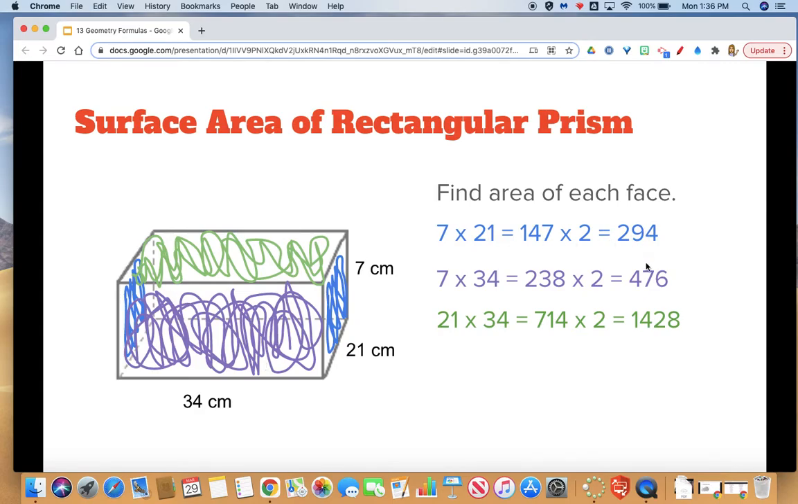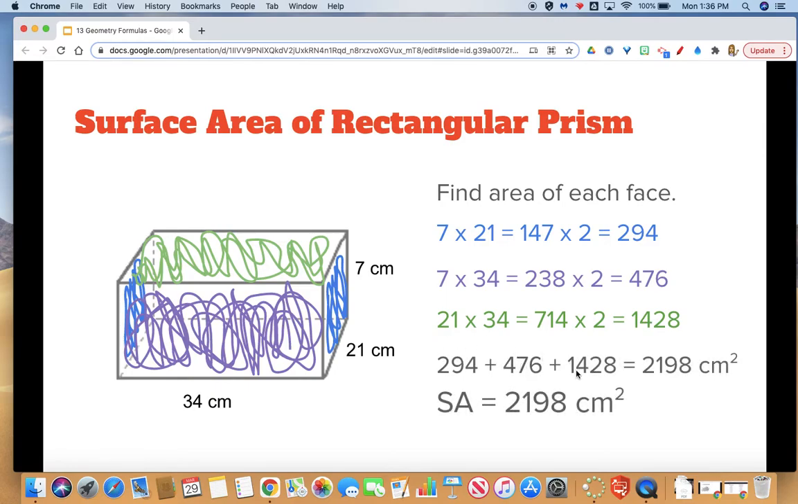Now that I have all 6 sides in isolation, I can add those together to get the entire area of this figure's surface, or surface area. When I add all of those together, I get 2,198 centimeters squared.